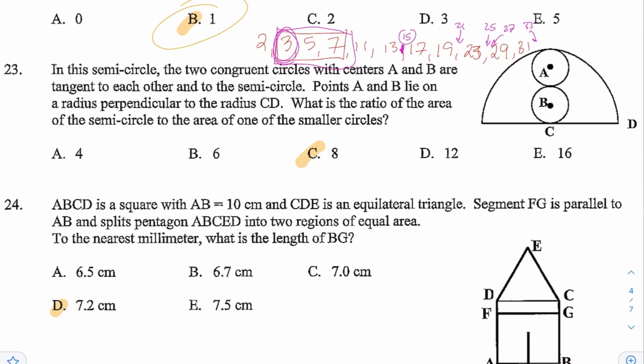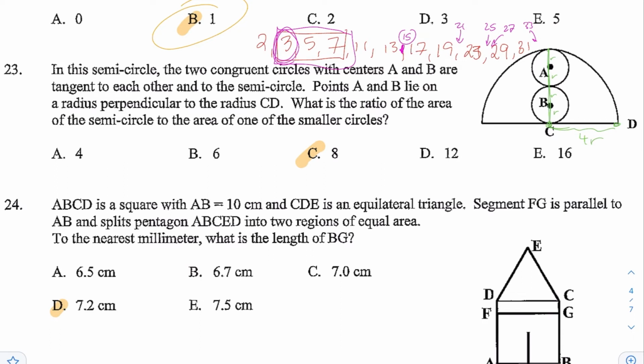Next, for number 23, in this semicircle, the 2 congruent circles with centers A and B are tangent to each other and to the semicircle. Points A and B lie on the radius perpendicular to the radius CD. What is the ratio of the area of the semicircle to the area of one of these smaller circles? So to figure out the area of one of these smaller circles, I can call the radius R, and that means that the radius of the larger semicircle is going to be 4R.